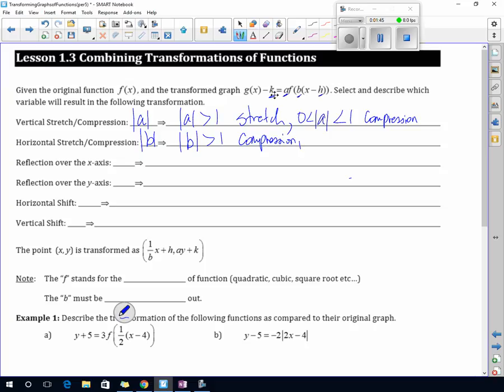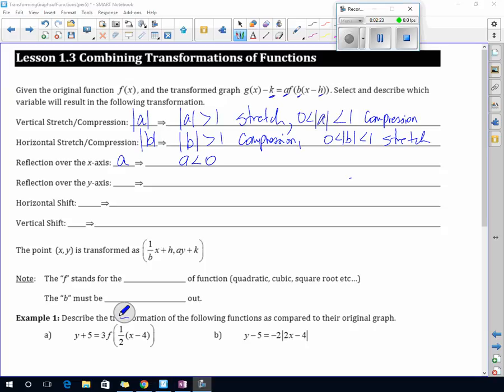Okay, what letter would reflect it over the x-axis? Not k. Yes, a. A affects the y values. When a is less than 0, it's a reflection over the x-axis, right? How about a reflection over the y-axis? Okay, so which one would be a reflection over the y-axis? Yes, b. And that's when b is less than 0, negative, right?